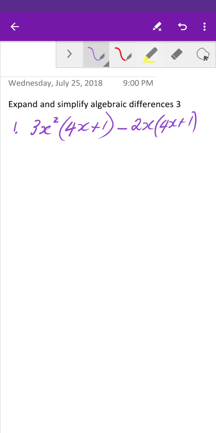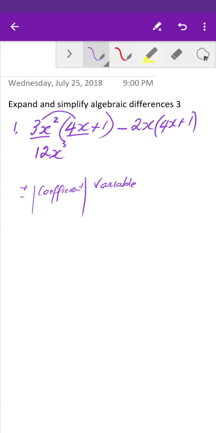Alright, here we have an expression where we've got a difference in the middle, and we first have to expand. So 3x squared times 4x. Well, a positive times a positive is a positive. 3 4s are 12, and x squared times x is x cubed. So notice I'm breaking it up into 3 sections: whether it's a plus or a minus, the coefficient, which is the number, and then finally the variables. And so each time we make a decision.